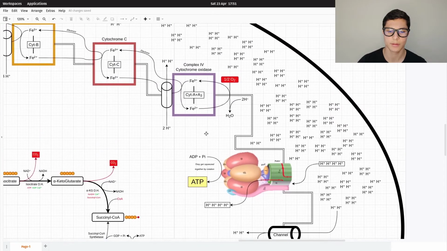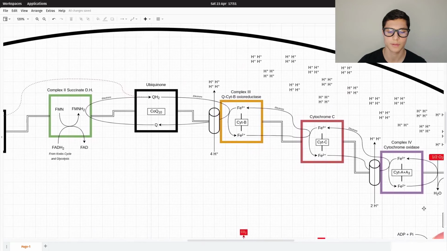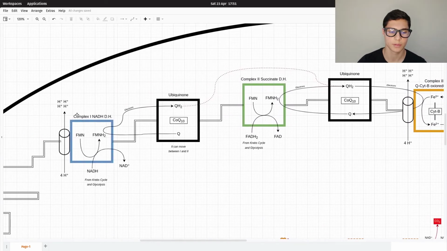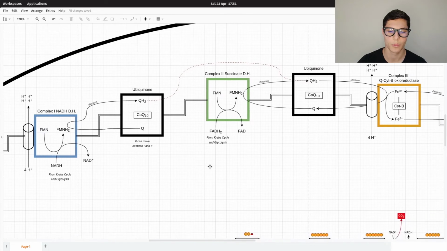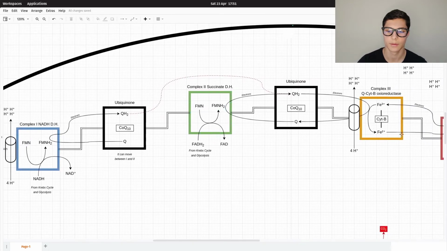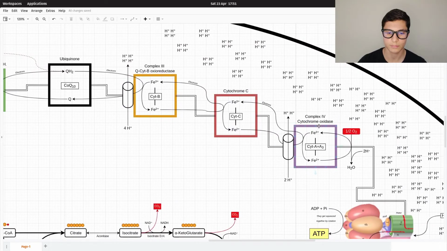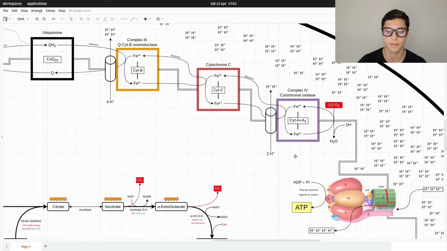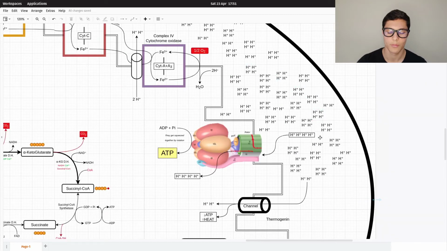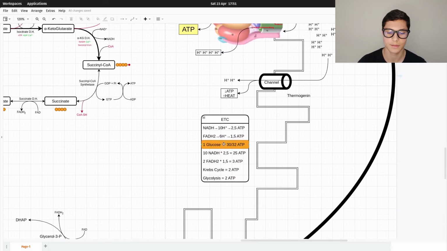Okay, so if we watch what we have done, we pumped out protons in complex number 1, we didn't in complex number 2. We did in complex number 3 and as well in complex number 4. So there are 4 complex, well, if you count this as complex number 5, there are 5, and in complex number 1, 3 and 4 we pump out protons. How many? 4, 4 and 2. If we need 4 protons to get 1 ATP, here is the recap.